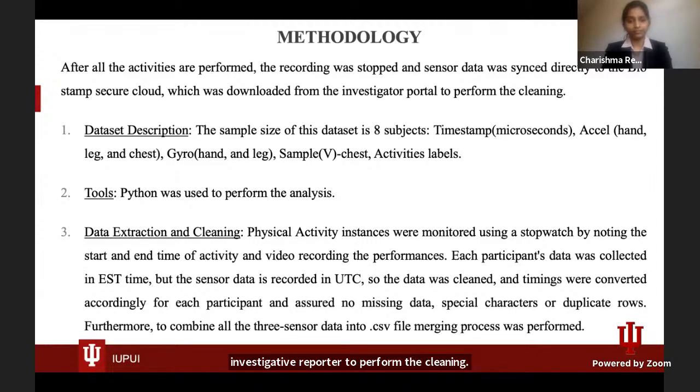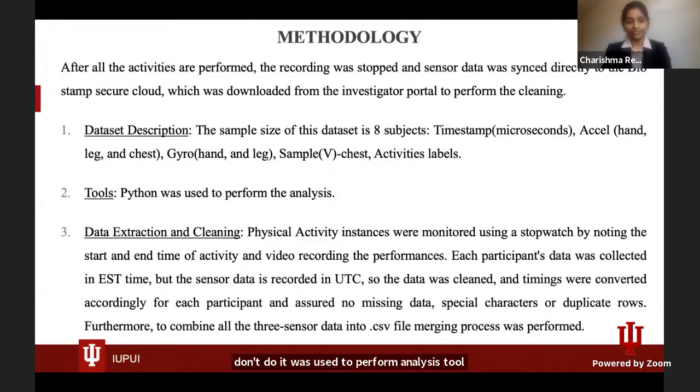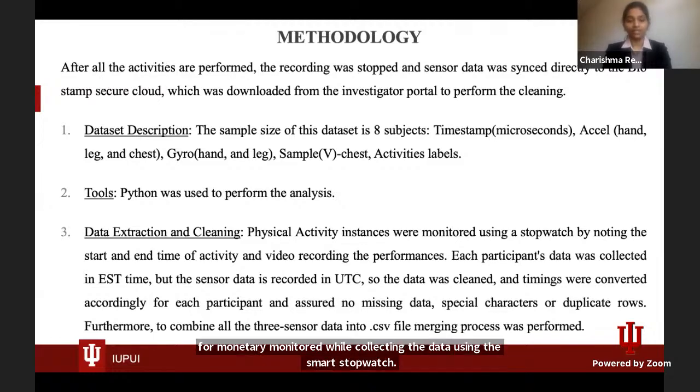For the data, we have a sample size of 8 subjects, and the variables in this data set include timestamp, acceleration of hand, leg, and chest, and the gyroscope has both the hand and leg values, and also a sample which consists of electrode values. Python tool was used to perform the analysis, to extract the data and clean it. Physical activity instances were monitored while collecting the data using a smart stopwatch by noting the starting and ending time of each activity, and video recorded them.